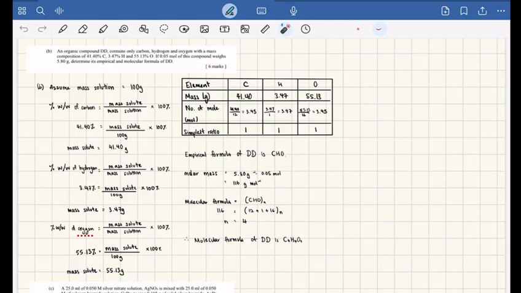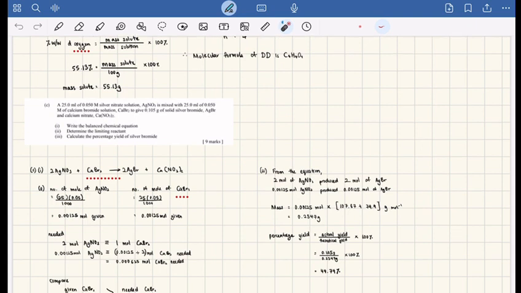And then to calculate the molecular formula of DD, you have to find the relative molecular mass. To calculate the relative molecular mass, you take the mass and divide it by the mole, and then you'll get 116 grams per mole. So the molecular formula is written as (CHO)n, and it's equal to 116, and you substitute each element with their molar mass, and you'll get n equals 4. So thus the molecular formula of DD is C4H4O4.